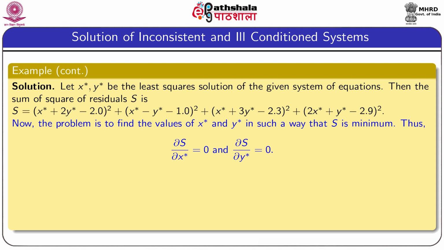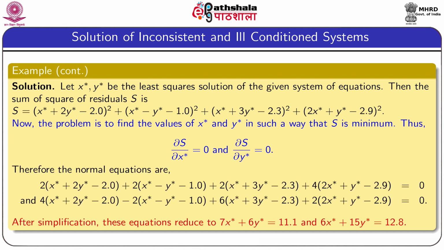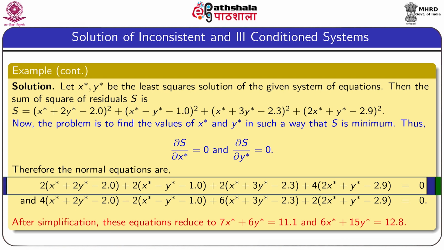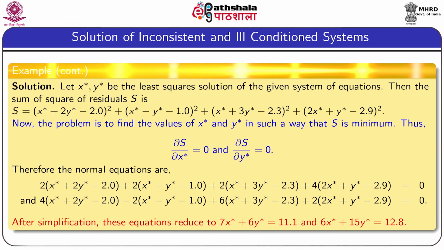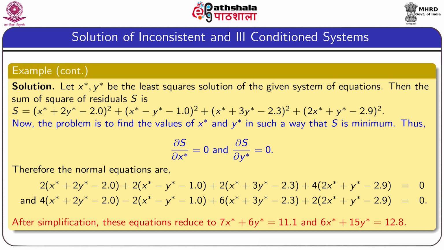So in this case the normal equations are del s by del x star equal to 0 and del s by del y star equal to 0. After simplification the first normal equation is 2 into (x star plus 2y star minus 2) plus 2 into (x star minus y star minus 1) plus 2 into (x star plus 3y star minus 2.3) plus 4 into (2x star plus y star minus 2.9) equal to 0, and the second equation is obtained from del s by del y star equal to 0. After simplification these two equations reduce to 7x star plus 6y star equal to 11.1 and 6x star plus 15y star equal to 12.8.